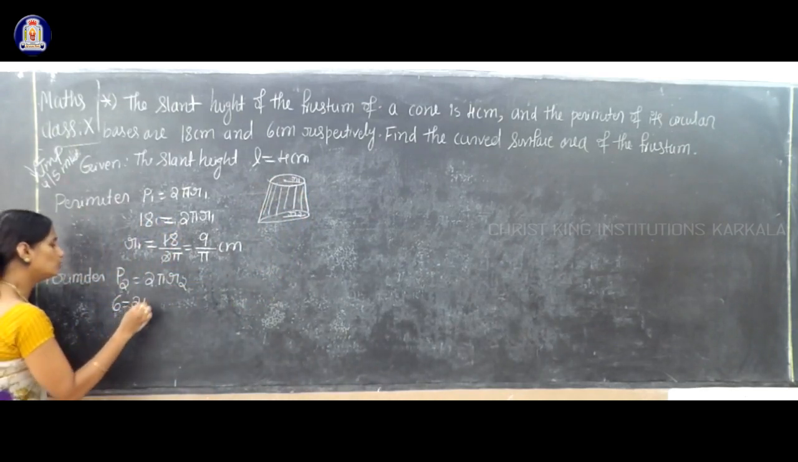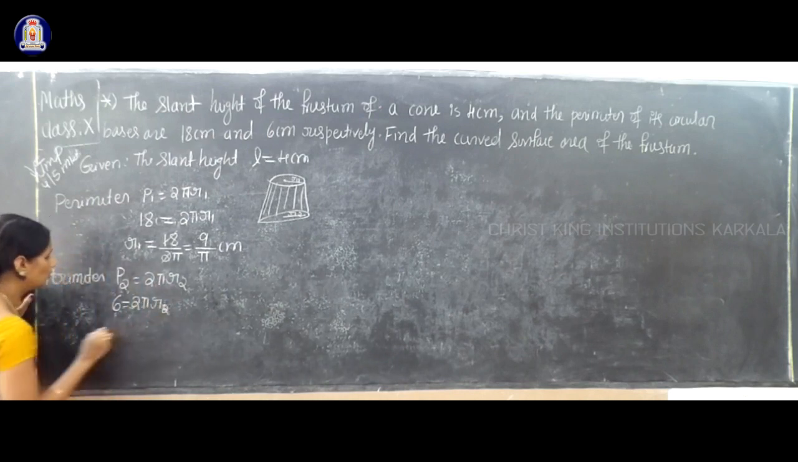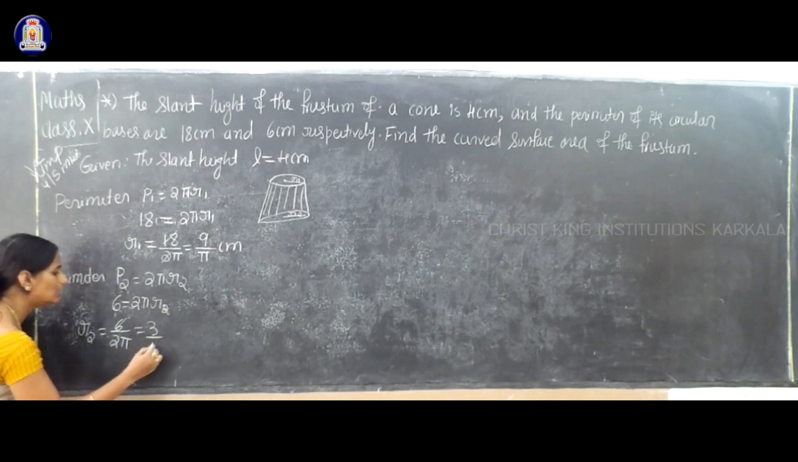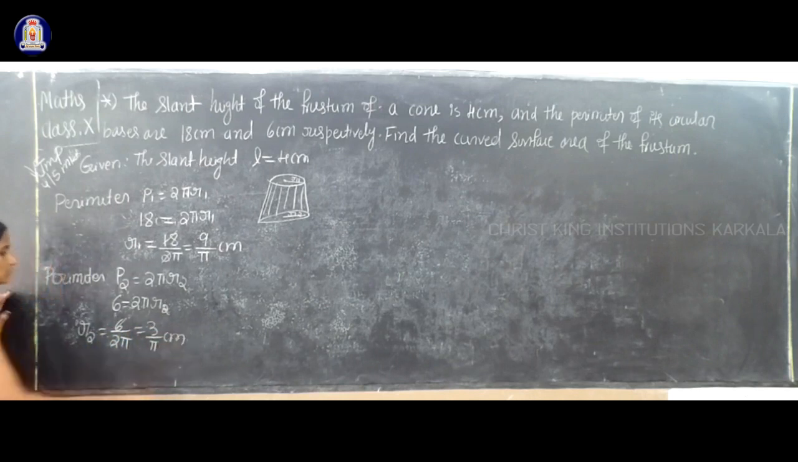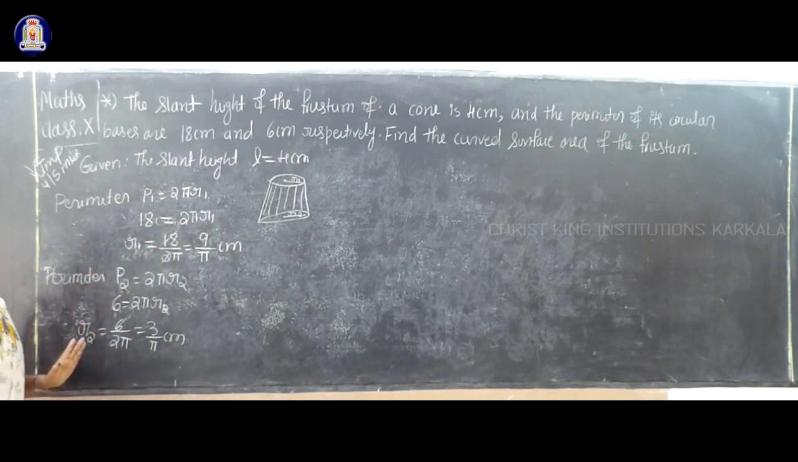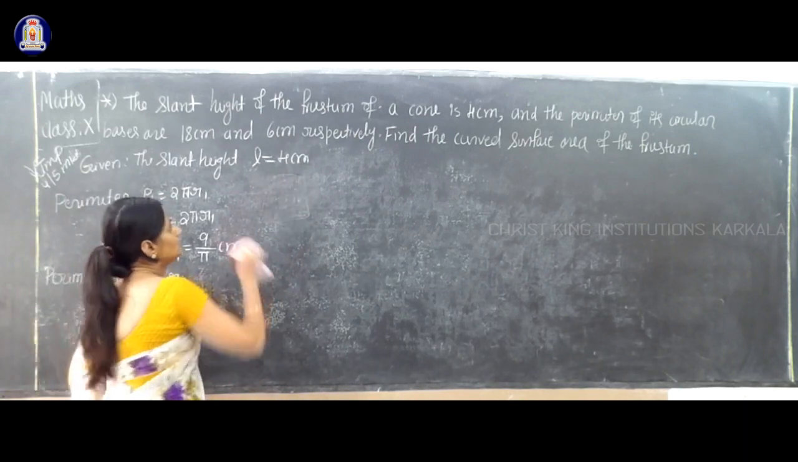So now P2 is what? 6 is equal to 2 pi R2. Therefore R2 is equal to what? 6 divided by 2 pi. 2 ones are 2, 2 threes are 6. So it is 3 by pi centimeter. So what is the radius of the second circle? That is 3 divided by pi centimeter. Clear, no?